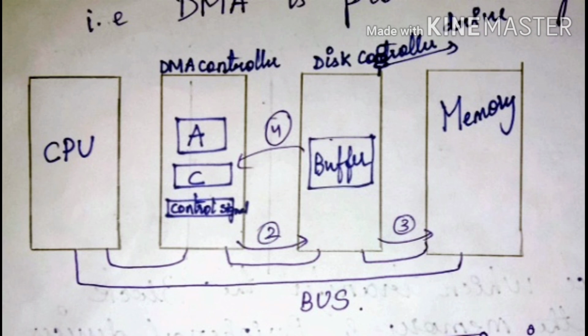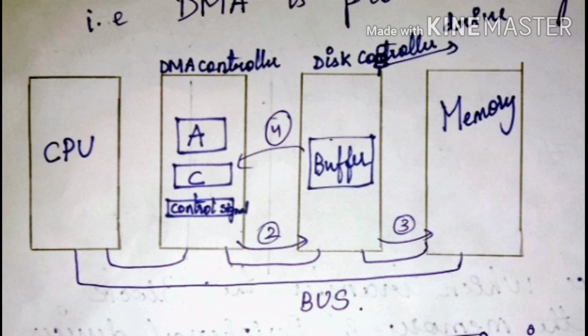This is the byte count. Now it will check whether the byte count is equal to 0 or not equal to 0. When it is not equal to 0, it will repeat the steps again. That is, first step is it will request, second it will transfer, and third it will send acknowledgement. So this is repeated until the byte count is equal to 0. When the byte count is equal to 0, it will send an interrupt to the CPU.